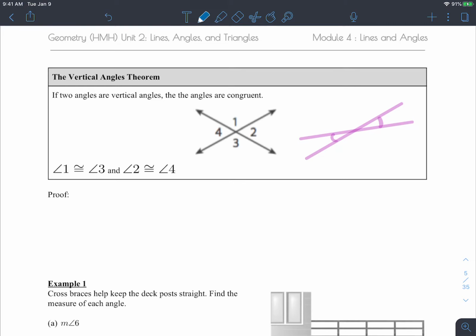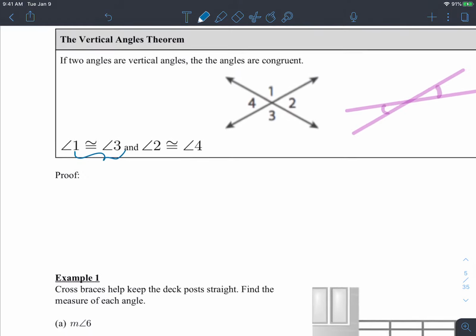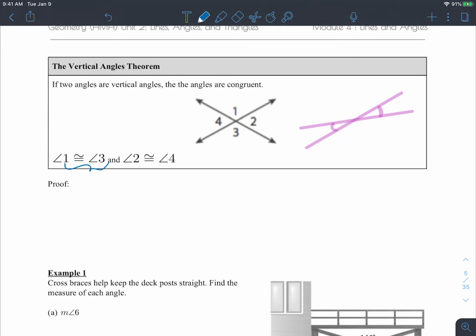Okay, so we're going to prove, let's say, angle 1 and 3. Let's prove this part, and in similar fashion you could prove 2 and 4. So we're going to prove angle 1 and 3 are the same. But before we begin, what do we know about angle 1 and 2? As we've learned in the past, the measure of angle 1 plus the measure of angle 2 is 180 degrees. And we know that angle 3 and angle 2, when you add them up, is also 180 degrees because they are a linear pair.